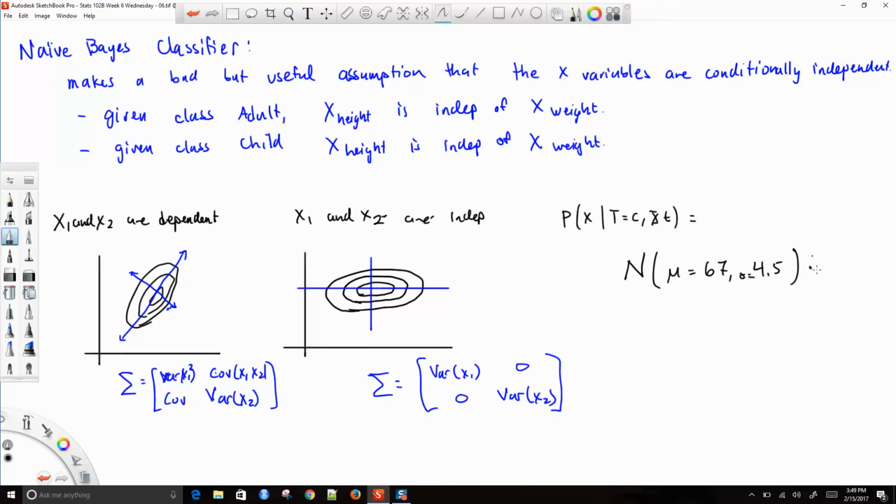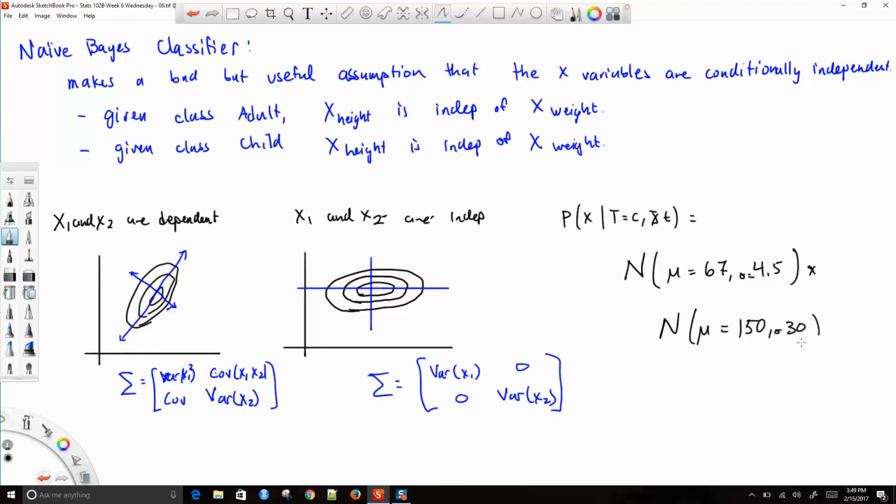And you multiply that by the PDF for weight, where the mean for weight is whatever number I use, 150, and standard deviation 30 or something like that. Okay, so now you have the PDF for this times the PDF for this, and you have no covariance between the height and the weight.